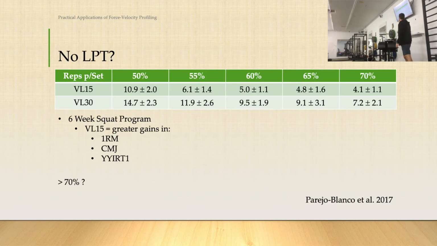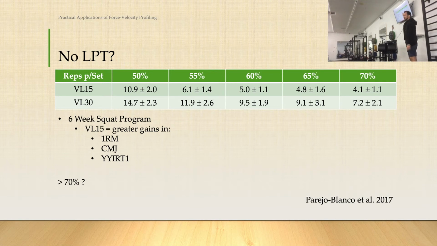So what if you don't have an LPT? If we take some work by these guys, I don't want to stuff up the name, it basically looks at a velocity loss of 15% versus 30%. So it was a 6-week squat program, utilising different loads here and figuring out whether the 15% or the 30% was greater in a range of different variables. So the important thing was you could just grab the information from a study and it just showed the amount of reps it actually took to lose that amount of velocity.